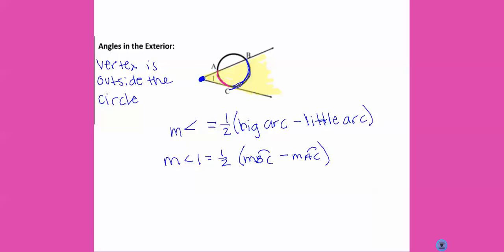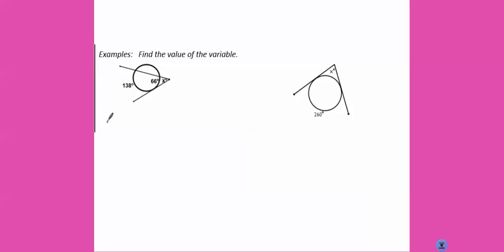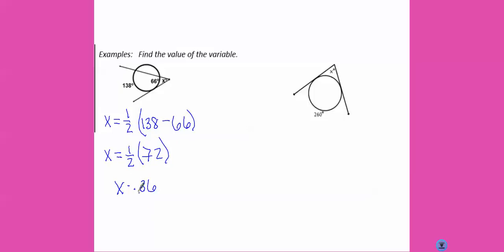So let's look at some examples. Here, angle X would equal half of the big arc's 138 minus the little arc of 66. The X is by itself, so we just need to simplify. 138 minus 66 leaves us with 72. Half of 72 means X equals 36 degrees.